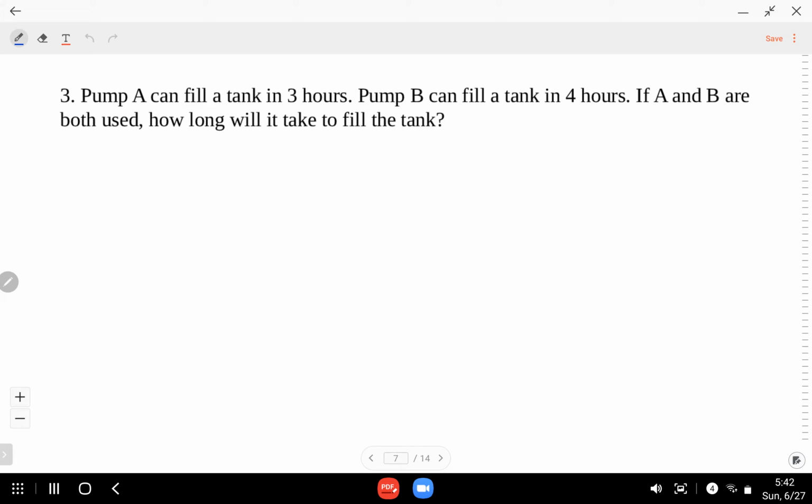So A and B are both used. X would be the number of hours to fill the tank for A and B. Let me just say the equation is 1/3 + 1/4 = 1/x. Surprisingly simple, right? So how do we get this equation? We need to know that speed equals the part of the tank filled over hours. That is what we need to understand here.